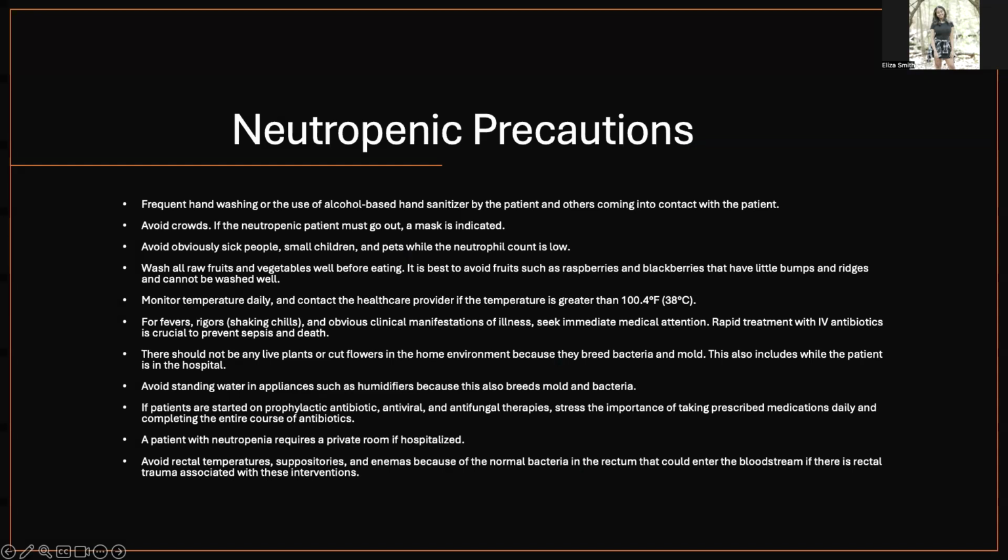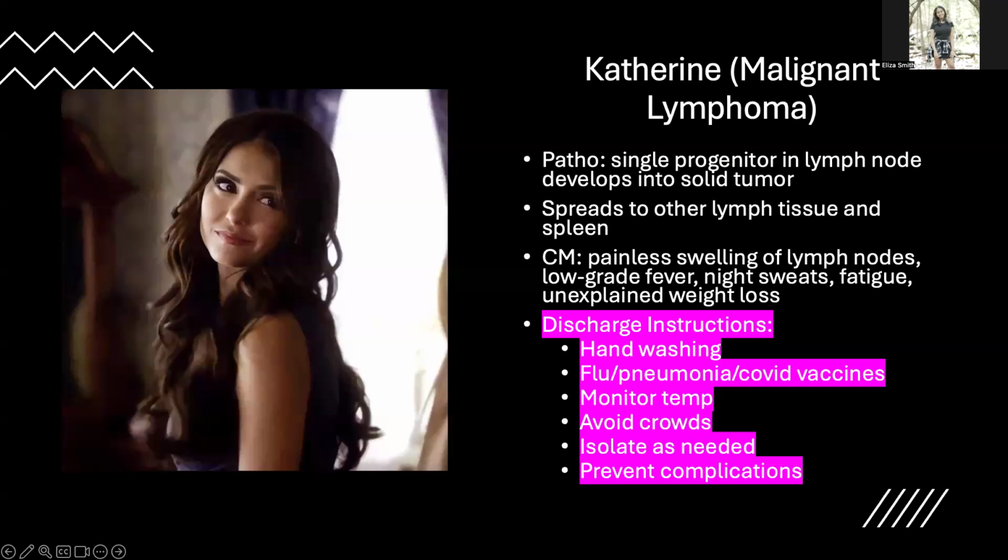You want to wash all fruits and vegetables before eating. You want to monitor temperature. And then you also want to avoid standing water and appliances like humidifiers because they can cause bacteria and mold. You also want to avoid any live plants or cut flowers in the home environment because they are grounds for bacteria and mold. So there are some other things as well, but this is just a general overview.